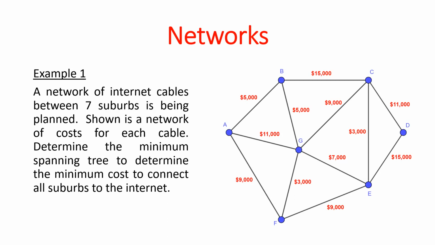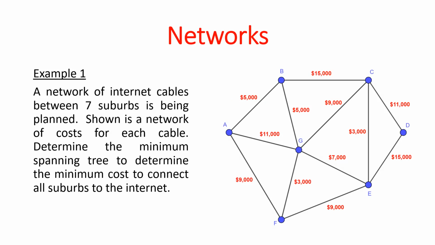So we have 7 suburbs, A, B, C, D, E, F, and G. And they've all been connected by cables. Actually, not all of them. We haven't got a cable between suburb G and suburb D. So not every suburb connects to every other suburb. If we were to put a cable between A and B, it's going to cost us $5,000.